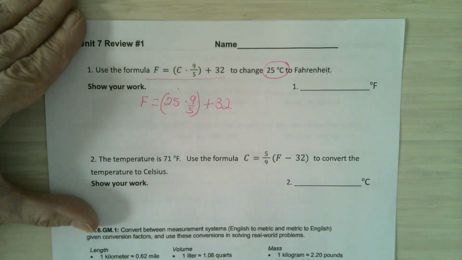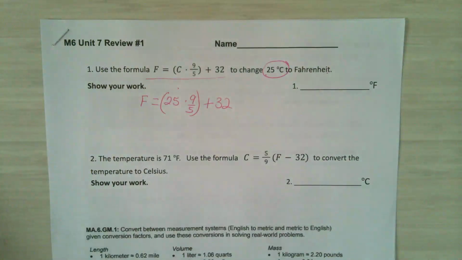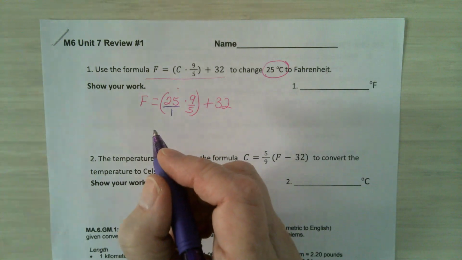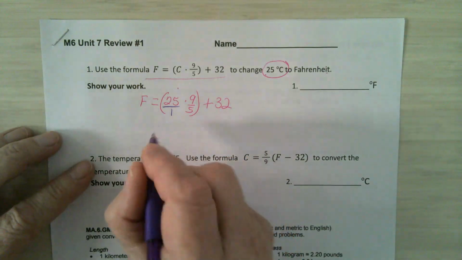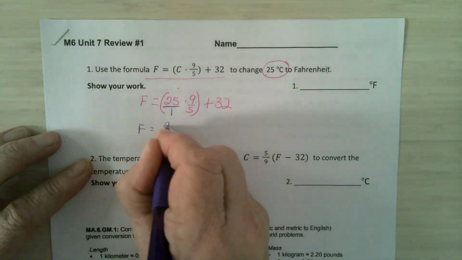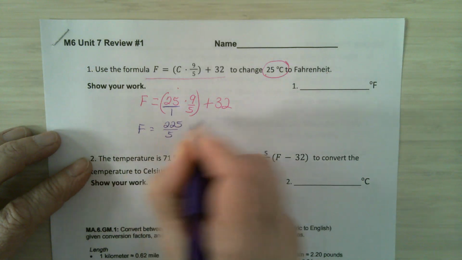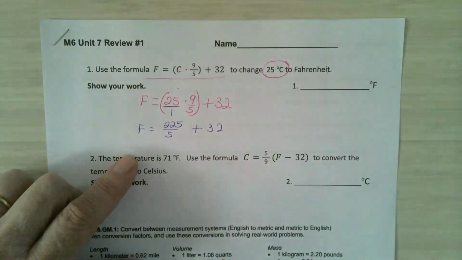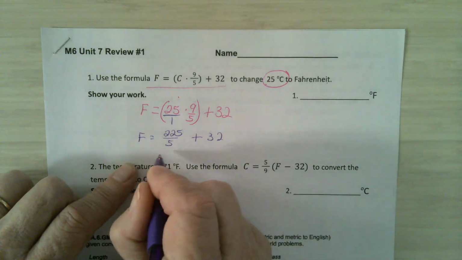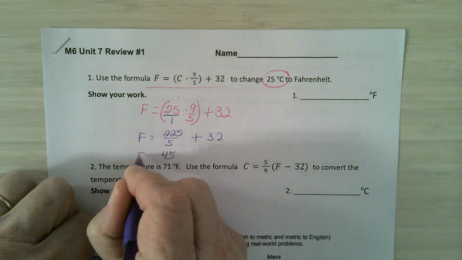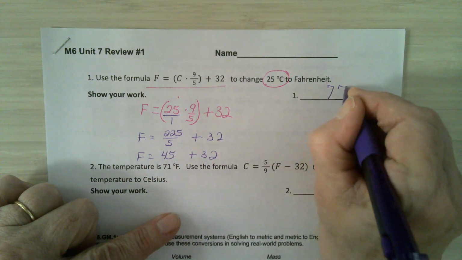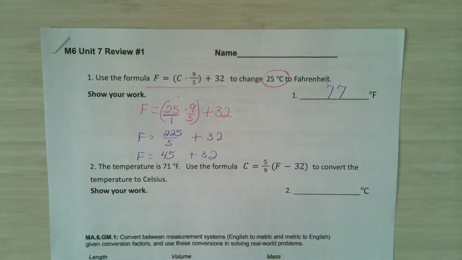You do need to have the parentheses written down. Now, you're going to gently pick the 25 up and put a 1 under it so you can multiply the fraction. All right? When you multiply the fraction, you're going to get 225 over 5 plus 32. Well, 225 divided by 5 is 45. So you'll write F equals 45 plus 32, and that gives you the answer, 77 degrees Fahrenheit.